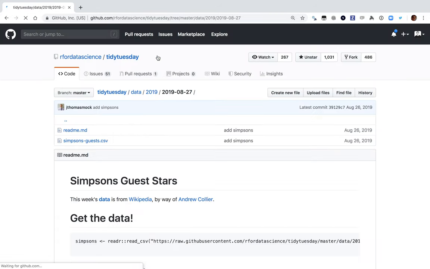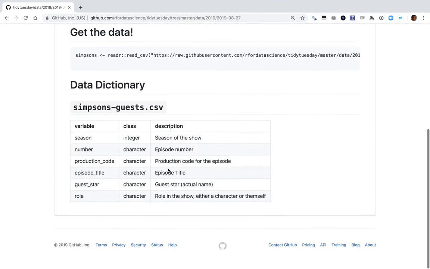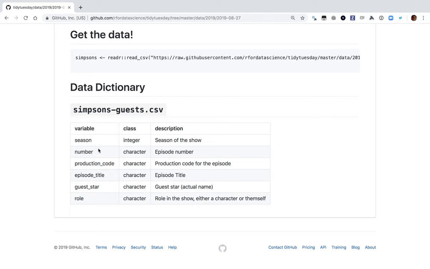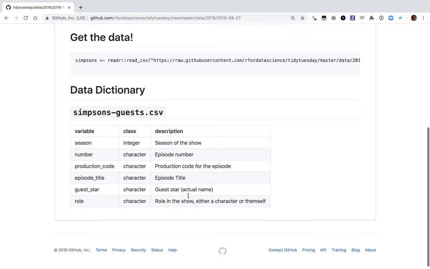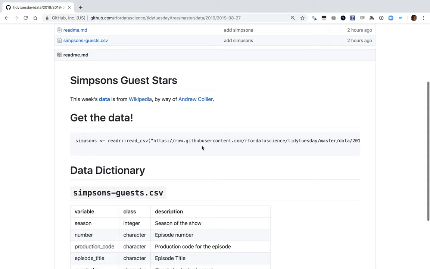Simpsons guest stars. That's really cool. I'm a big fan of the Simpsons, and it looks like we're going to have season number, production code, episode title, guest star, and the role as to whether they play a character or themselves. I think it's going to be really, really fun.